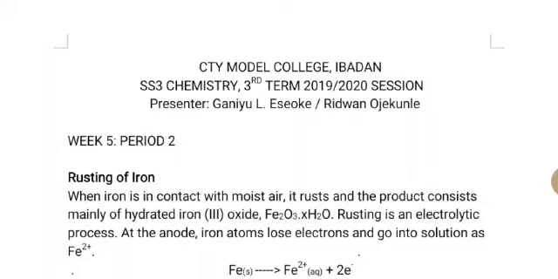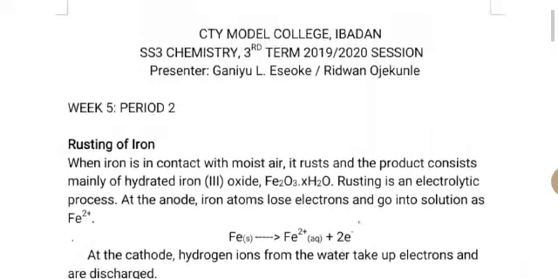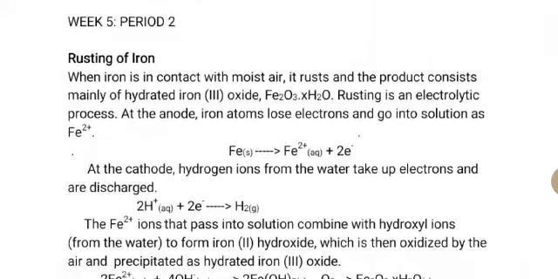In the last class, we discussed iron and its extraction, chemical properties of iron, and tests for iron 2 and iron 3 ions. But in this class, we want to start looking at rusting of iron. I say rusting of iron. When iron is in contact with moist air, it rusts, and the product consists mainly of hydrated iron 3 oxide, Fe2O3.xH2O. Rusting is an electrolytic process.